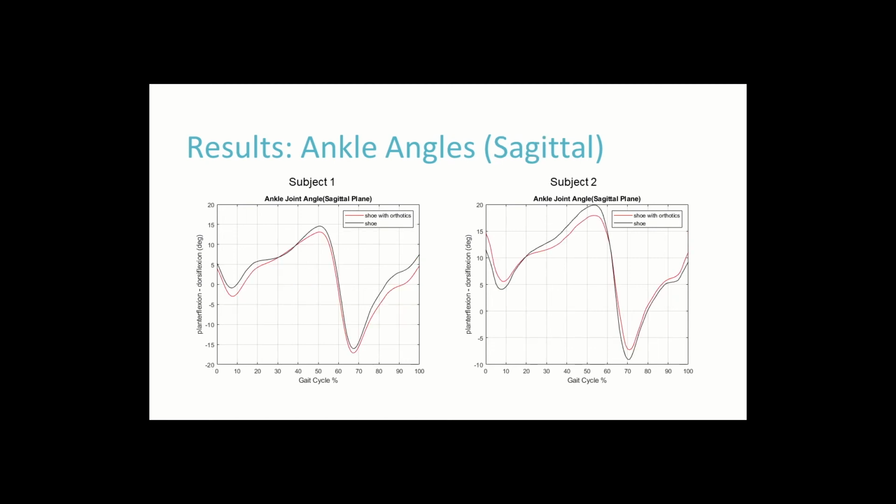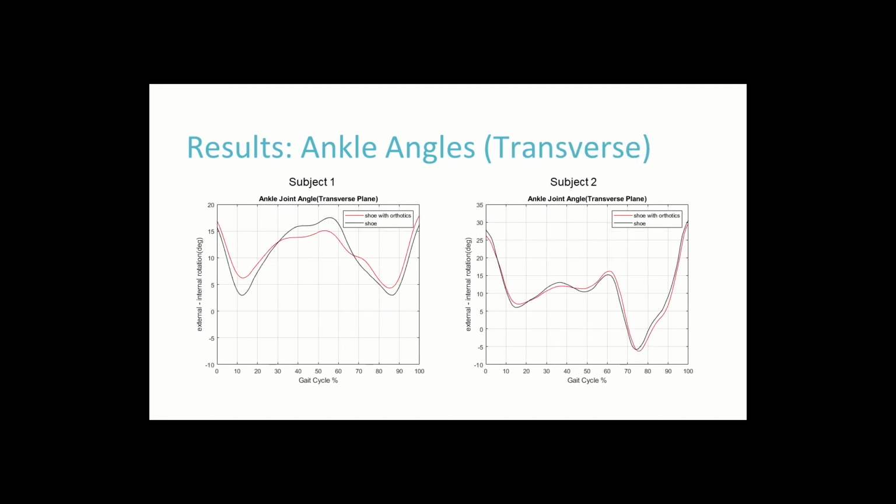When we look at the kinematics from the sagittal plane, we have insufficient evidence to show any significant difference in the dorsiflexion angle during 40% to 60% of the gait cycle. But the maximum dorsiflexion angles have decreased by 1.5 and 2.5 degrees respectively for subjects 1 and 2. For the transverse plane, the orthotics did not have much effect on the ankle rotation, but subject 1's external rotational angle has been increased during the loading response.